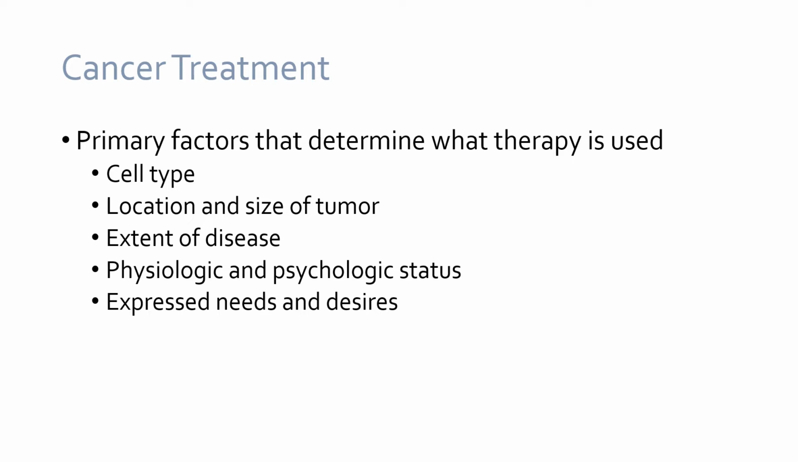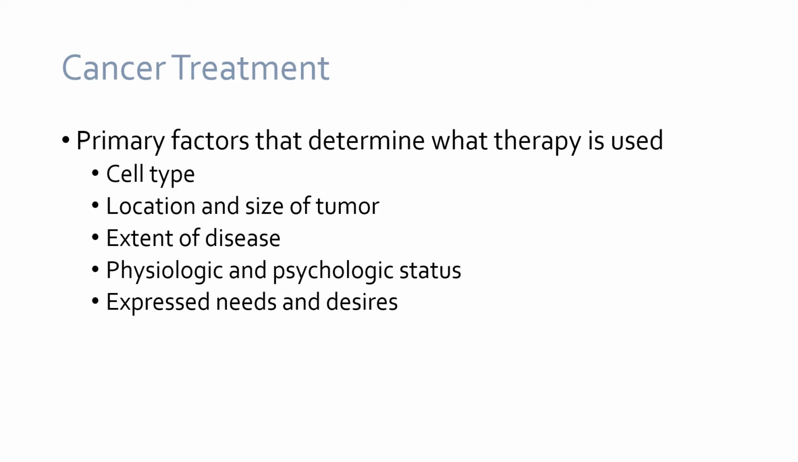Factors that determine the therapy: they're going to look at the cell type, where the tumor is, how extensive it is, has it progressed, what is the physiologic and psychologic status of the patient, and most importantly, what is it that they want. So for cell type, some cancers are much more aggressive and will require aggressive treatment. Examples, small cell lung CA or oat cell lung CA is very aggressive and very difficult to treat.